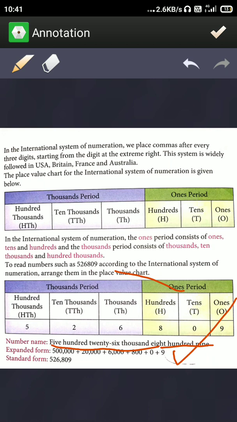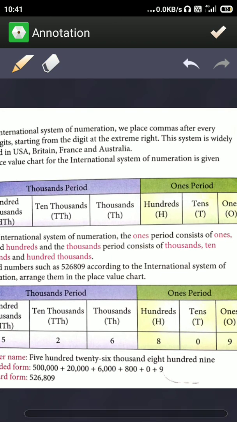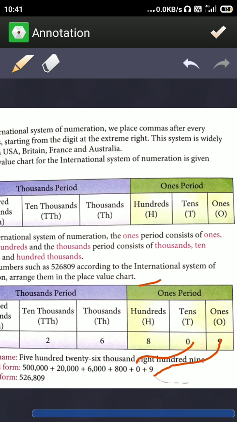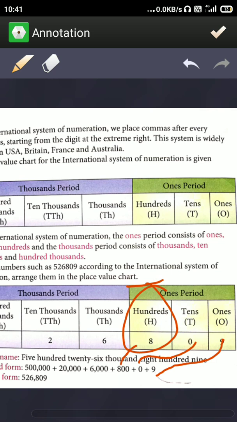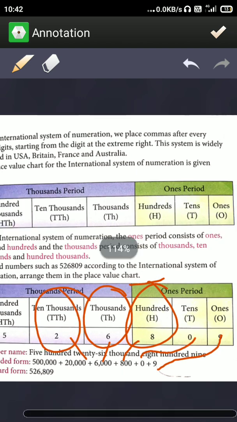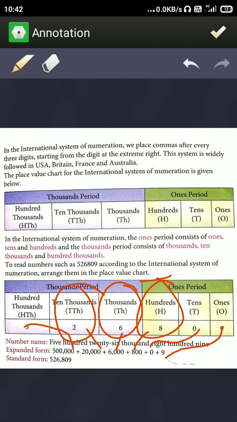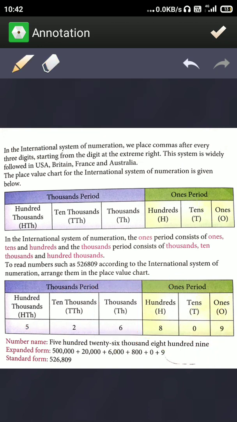And how to write it in expanded form? I have already discussed with you in the previous class. To write in expanded form, we have to add the place value of all the digits. So here the place value of 9 is 9, place value of 0 is 0, place value of 8 is 800, place value of 6 is 6,000, place value of 2 is 20,000, and place value of 5 is 500,000. After adding all the place values of digits, it becomes the expanded form.